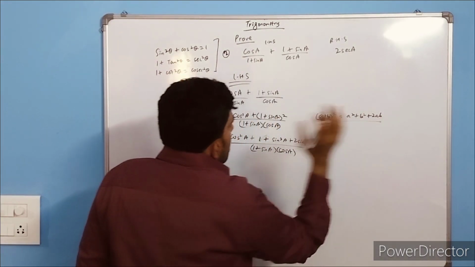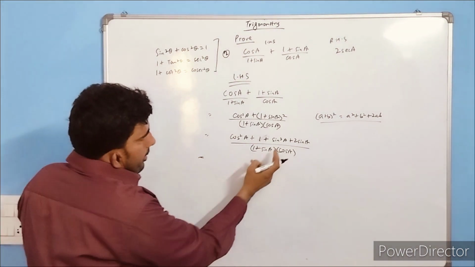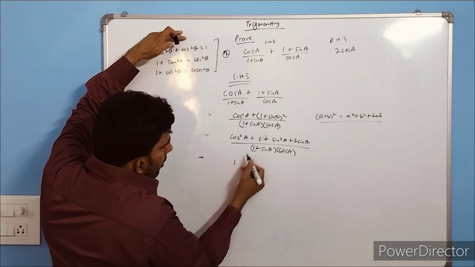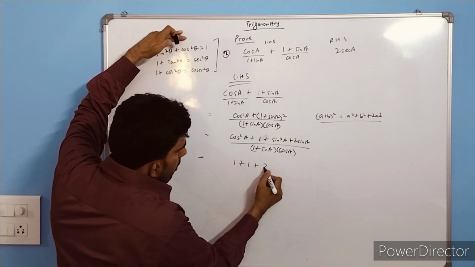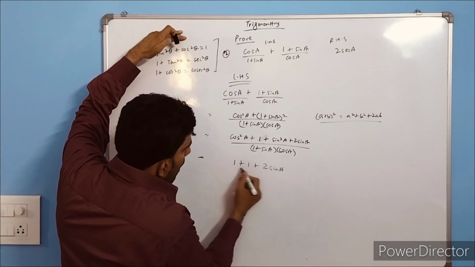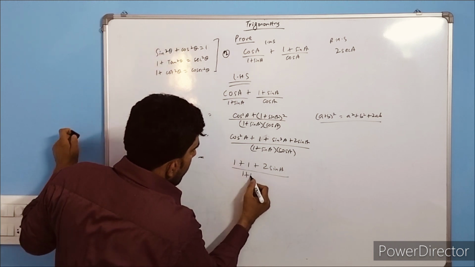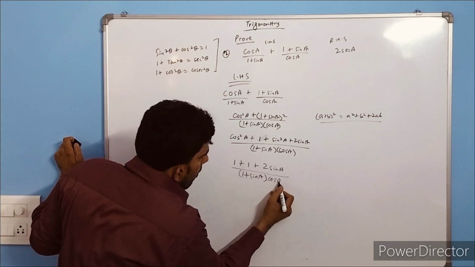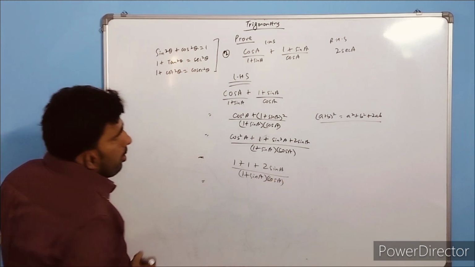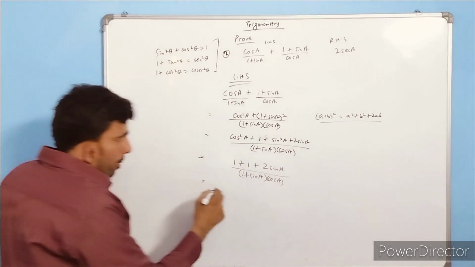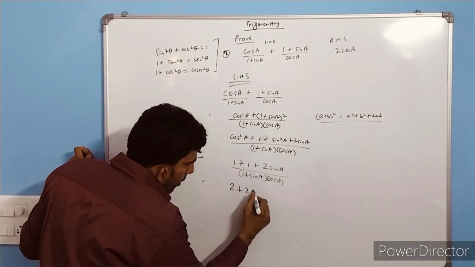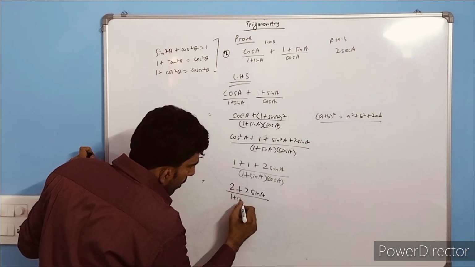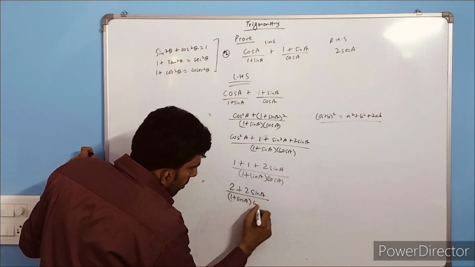Now, what can we take? See, sin square theta plus cos square theta, that is 1, plus 1 plus 2 sin A upon (1 plus sin A) cos A. Okay. Now, in the next step, 1 plus 1 is 2, plus 2 sin A upon (1 plus sin A) into cos A.